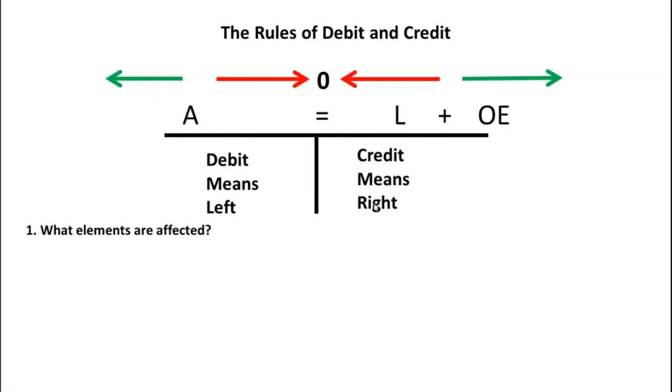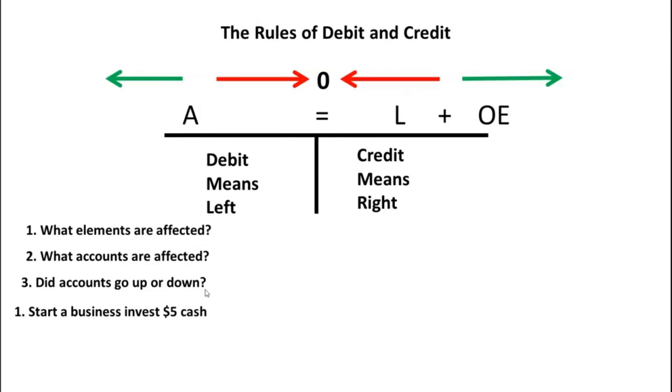So anytime we're going to do a transaction, we're going to answer these three questions. First of all, what elements are affected? And elements are, there's only three: assets, liabilities, and owner's equity. That's the only three elements there are in accounting. So what elements are affected? Second question we're going to try to answer is what accounts are affected? And the third question we're going to try to answer is, did the accounts go up or down? So those are three questions we're always going to try to answer when we record a transaction using debits and credits.